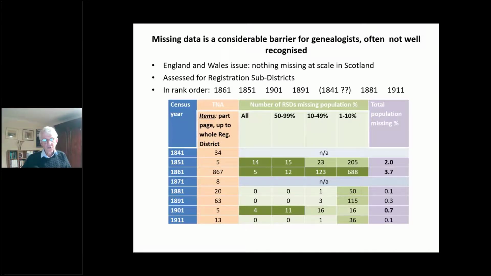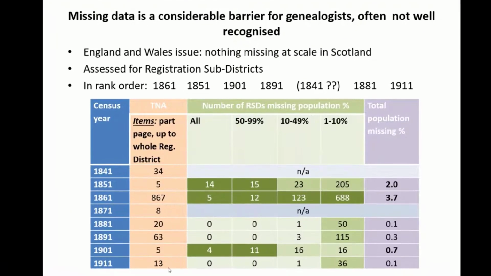So this is the sort of results we've got by doing a more thorough analysis and now comparing the digital records with the published records at parish level, parish by parish. Although we're summarizing them here for sub-districts, registration sub-districts, a unit I'll refer to a number of times again, so remember that.